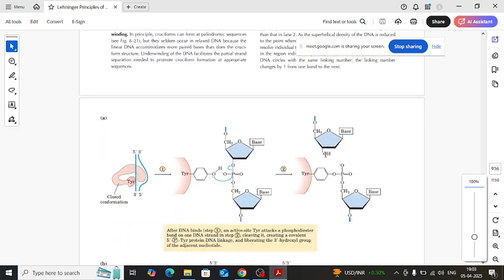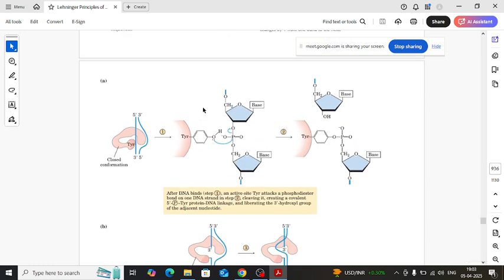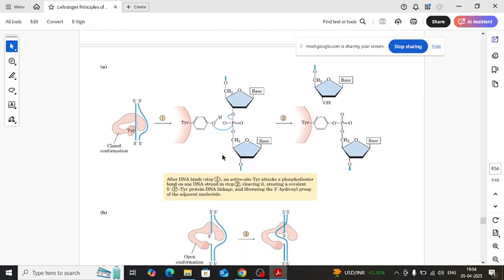So how does this topoisomerase work? When the DNA binds, this topoisomerase has a phosphotyrosine. So DNA binds with this phosphotyrosine here. That is the enzyme-DNA complex.